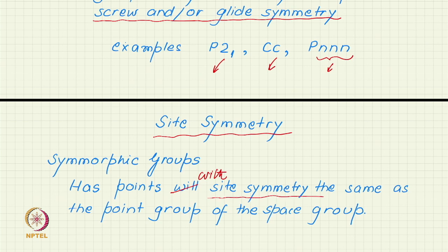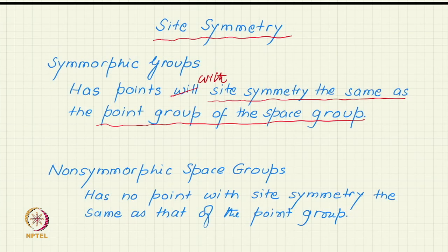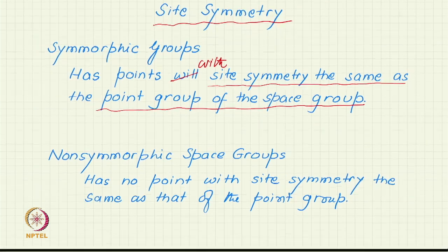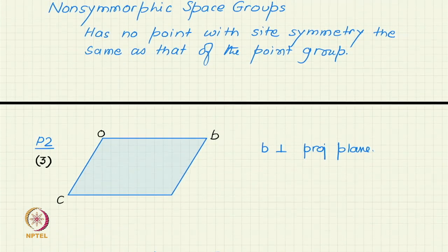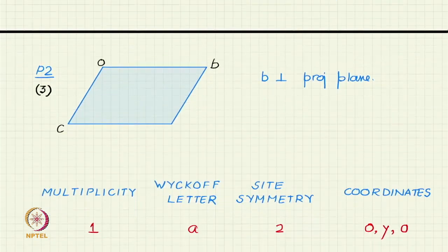All sites will not have this property, but you will have some sites which will have the same point group as the space group, and in a non-symmorphic space group this property is not true. So, there are no points with site symmetry the same as that of the point group of the space group. So, again this will become clearer when we take the examples. So, we now look at some of the simpler examples, very simple space groups.